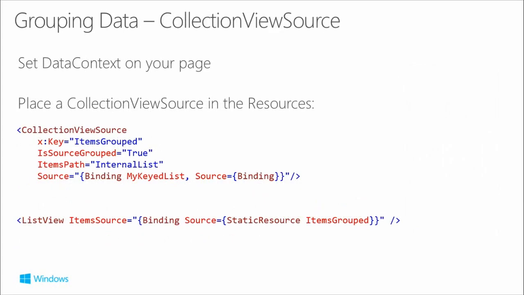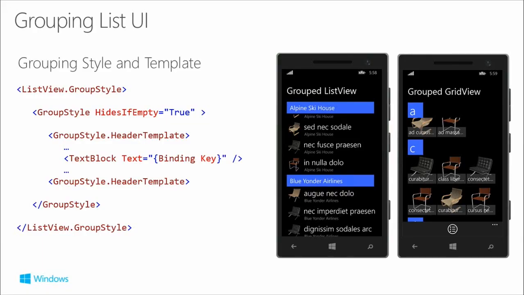And then the last little piece of this is that collection view source. Once we've set a data context on our page where we can see that object, we can place the collection view source in our resources, and we set the source to the property, the object we want to bind to, with source equals binding. And then inside of our list view, we bind to that static resource that we had created. In our collection view source, if we've used a keyed list or an alpha key group, the items path is always internal list. The is source group is always true. So that's the data structure that we need in order to do grouping.